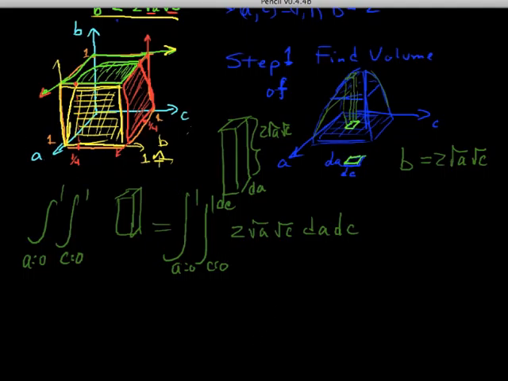Like I said, this is a very straightforward way of doing it. Don't worry, it's going to get complicated. So this is our volume, our V, the sum of our columns. Let's first factor out this 2. We have 2 times the integral, and we can separate A and C. So this is the integral for A from 0 to 1 of square root of A, dA, times the integral for C from 0 to 1 of square root of C, dC.